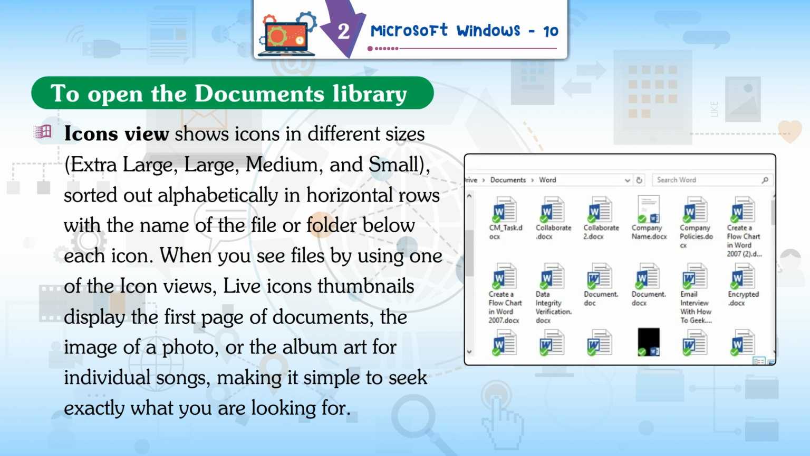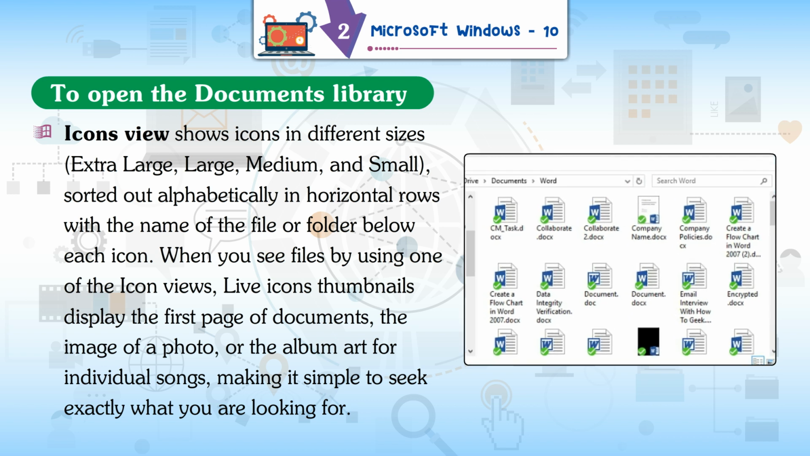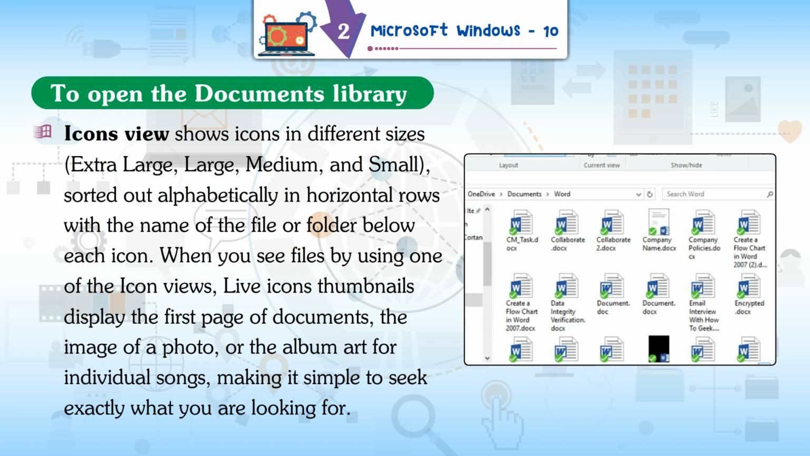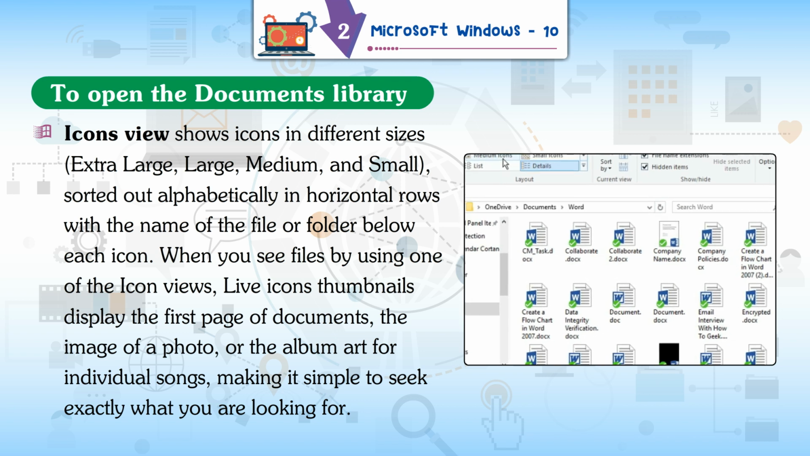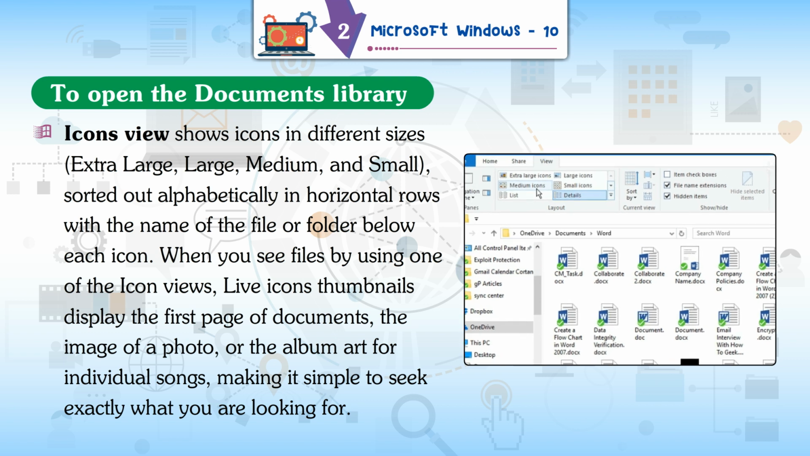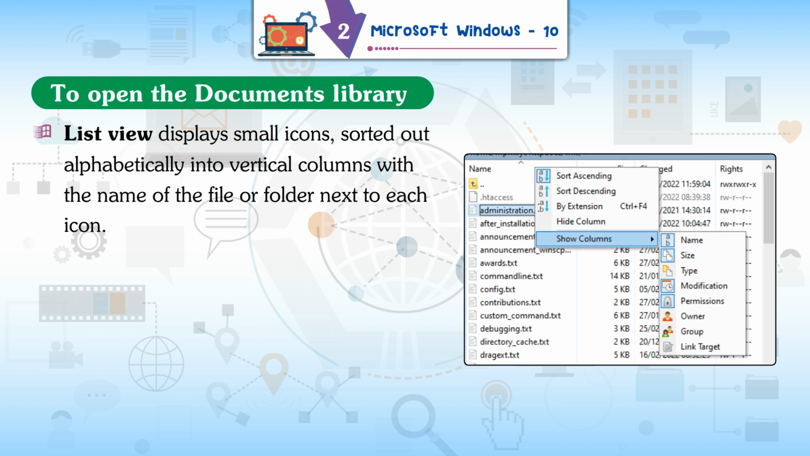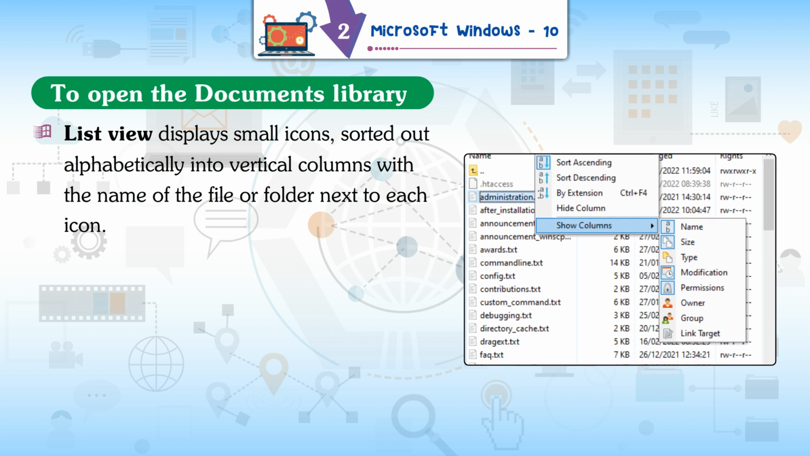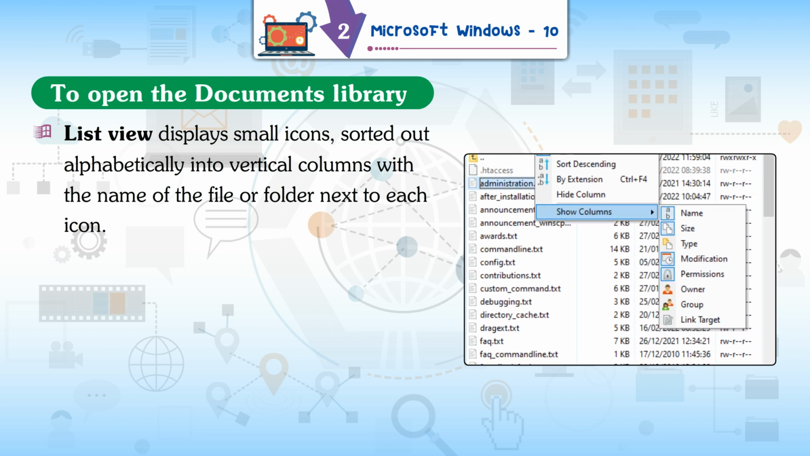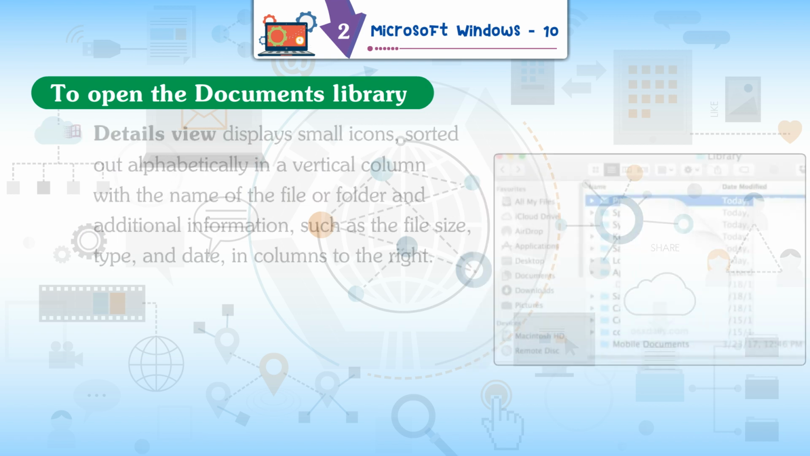When you see files by using one of the icon views, live icon thumbnails display the first page of documents, the image of a photo, or the album art for an individual song, making it simple to seek exactly what you are looking for. List view displays small icons sorted out alphabetically into vertical columns with the name of the file or folder next to each icon.